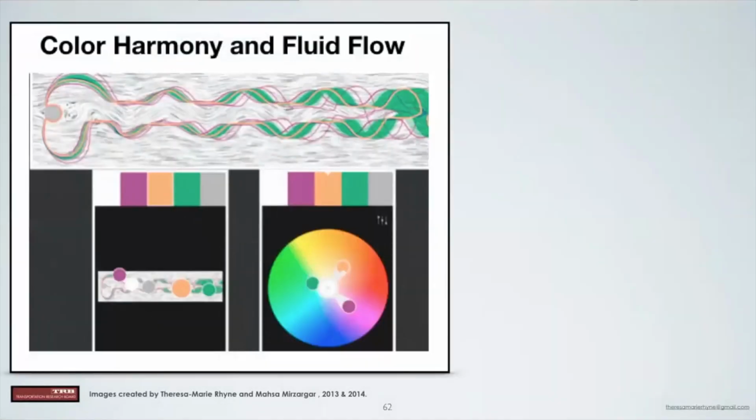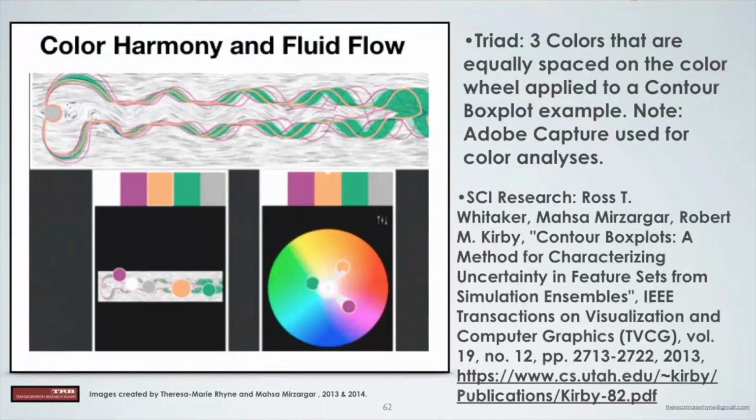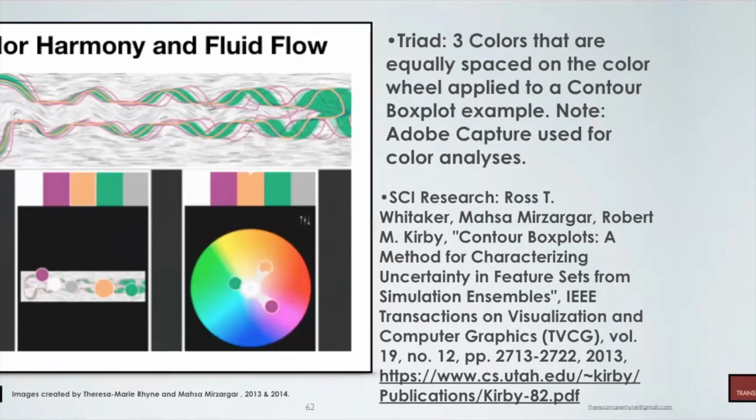So, color harmony. Here's how we used it at University of Utah. We have some fluid flow that we're looking at, and we want 3 different strands. And I built a triad color map for it, so that the colors would stand out as they flow down. There was an animation.